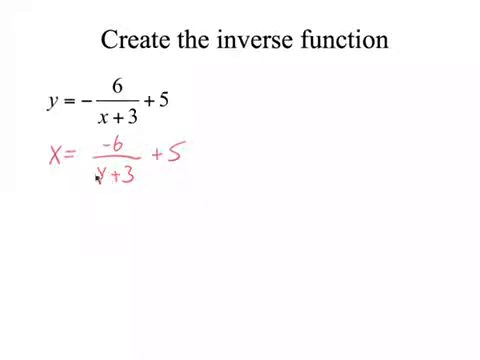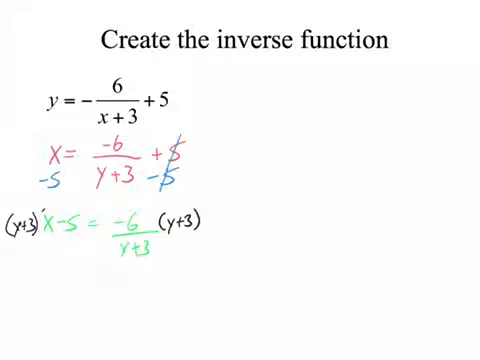Now I want to solve for y, so I get y by itself. In order to do that, the first thing I want to do is minus 5 from both sides. So that leaves me x minus 5 equals negative 6 over y plus 3. Okay, now I want to get y by itself, so I have a number equal to a fraction, so I'm going to multiply both sides by this denominator. So I'm going to multiply both sides by y plus 3.